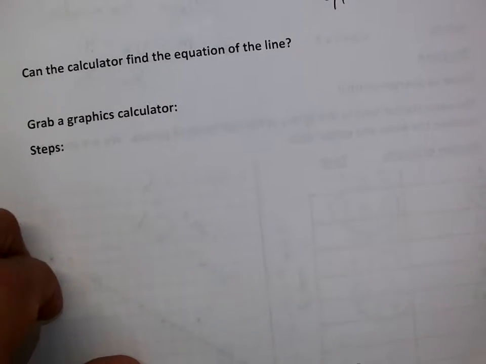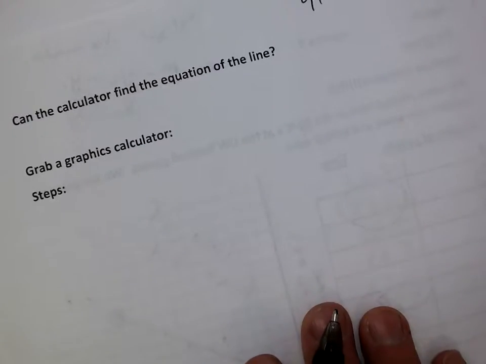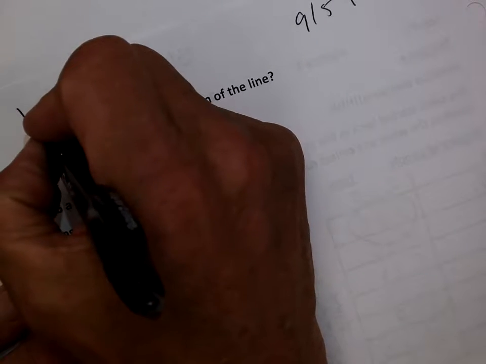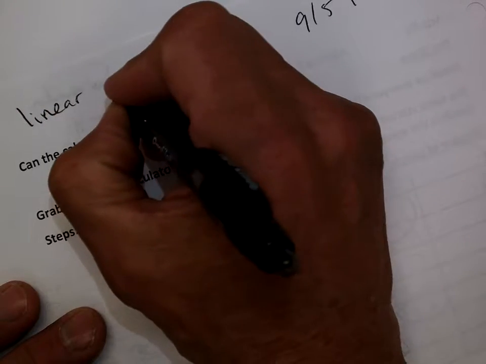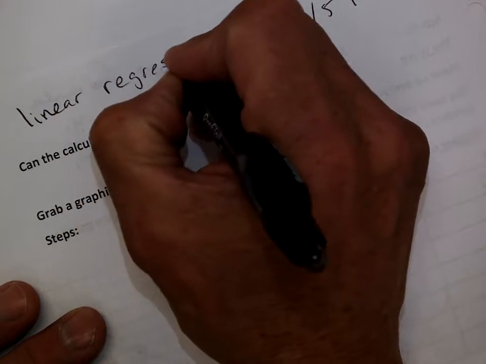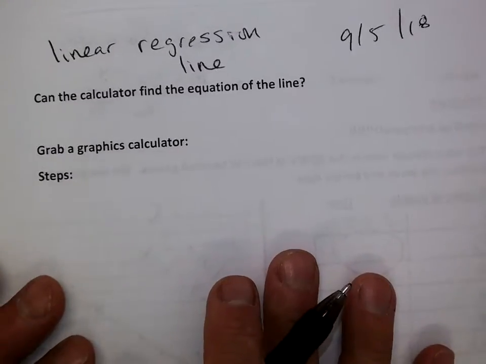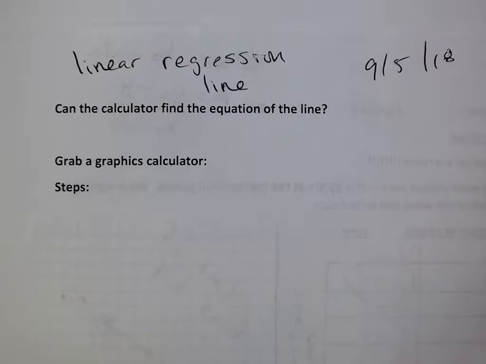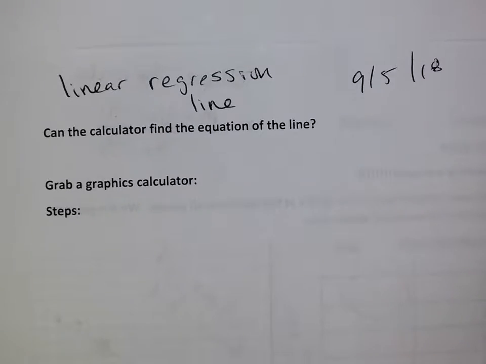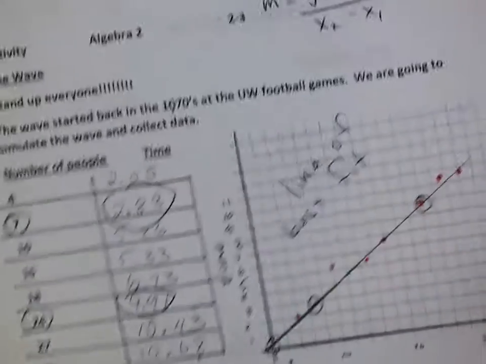9/5/18. We're going to talk about a thing called the linear regression line. So whenever you see the word regression, it's kind of this weird mathematical thing that we don't need to know, except for the fact that regression means that the calculator is going to find the very best path between the points. So what we did is we just did the wave.